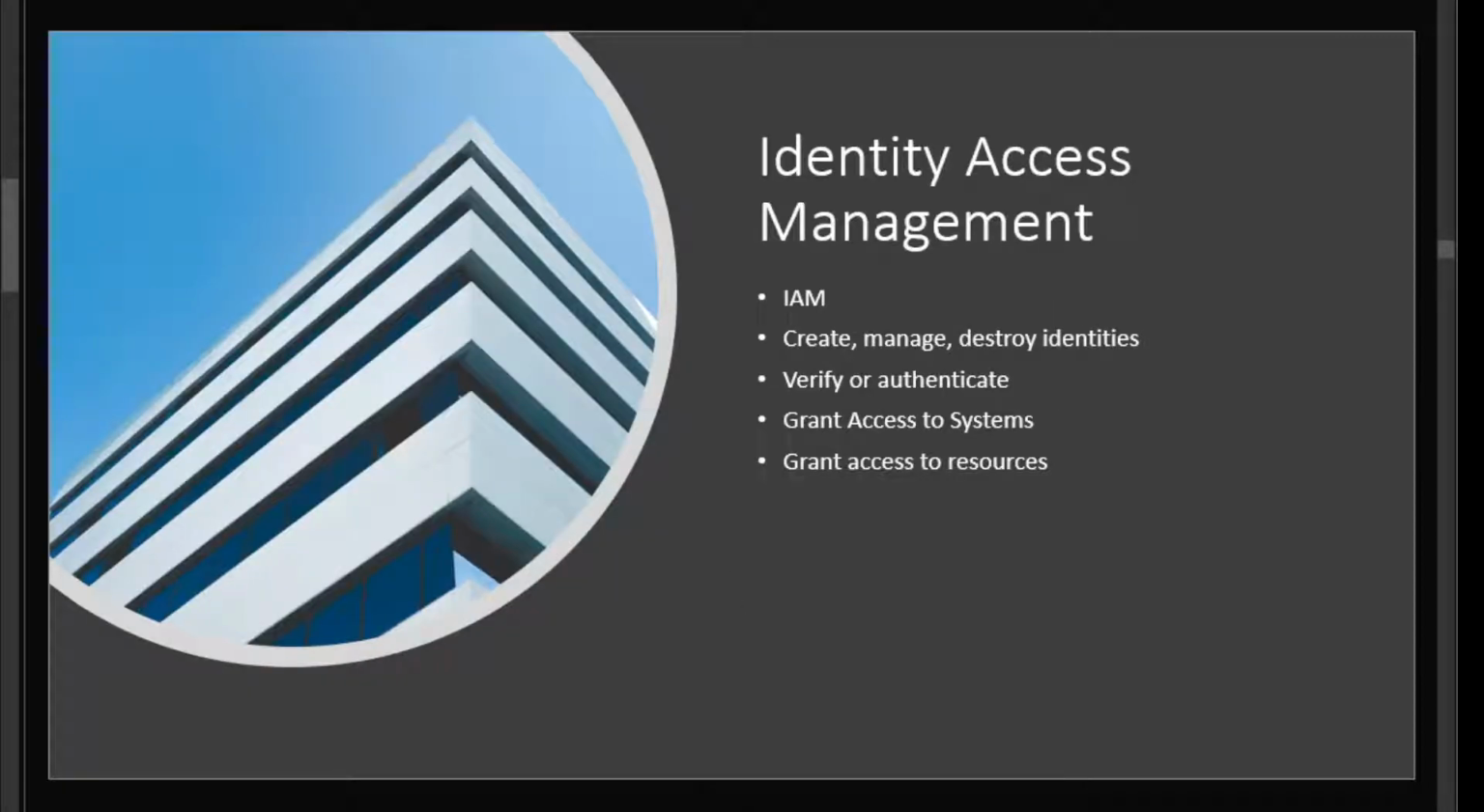Let's go to Identity Access Management. Identity Access Management is normally referred to as IAM. It's used to create, manage, and destroy identities. They're used to verify or authenticate, grant access to systems, or grant access to resources.